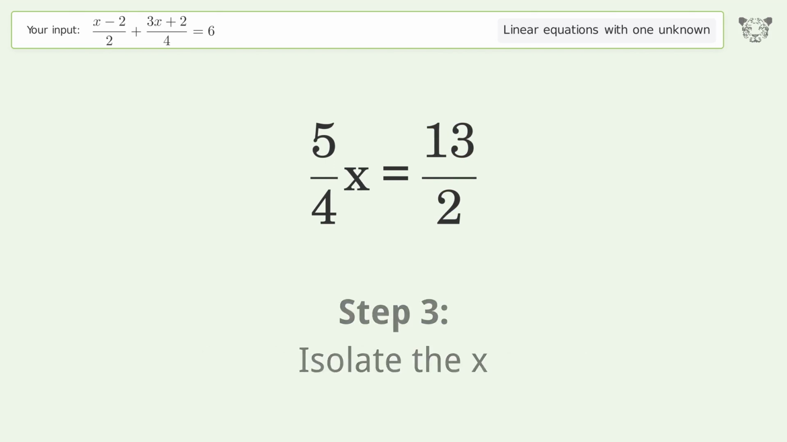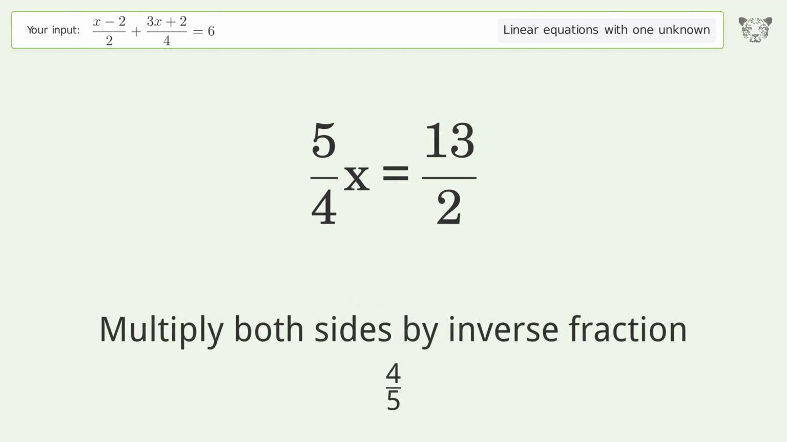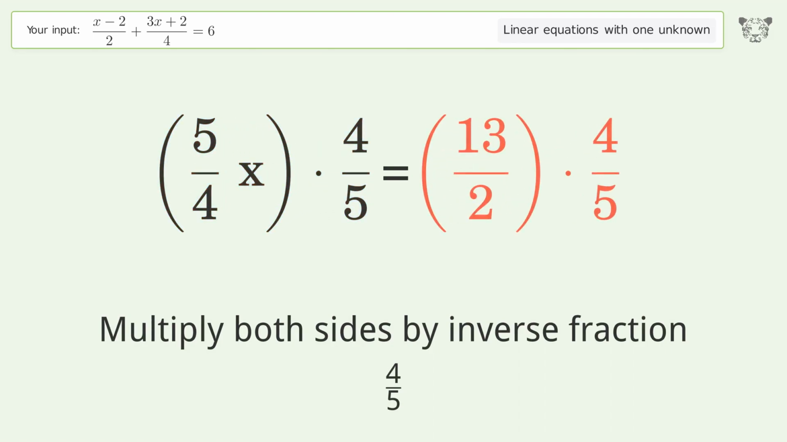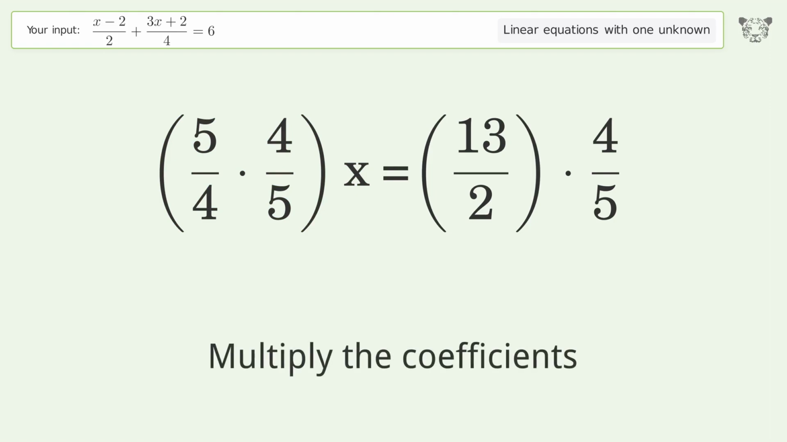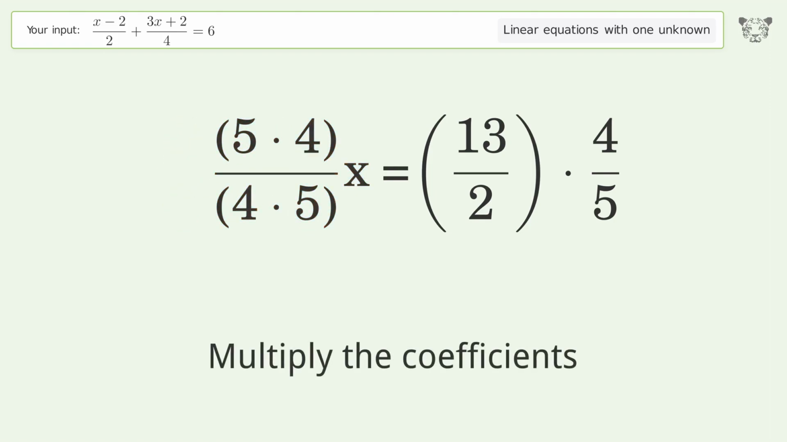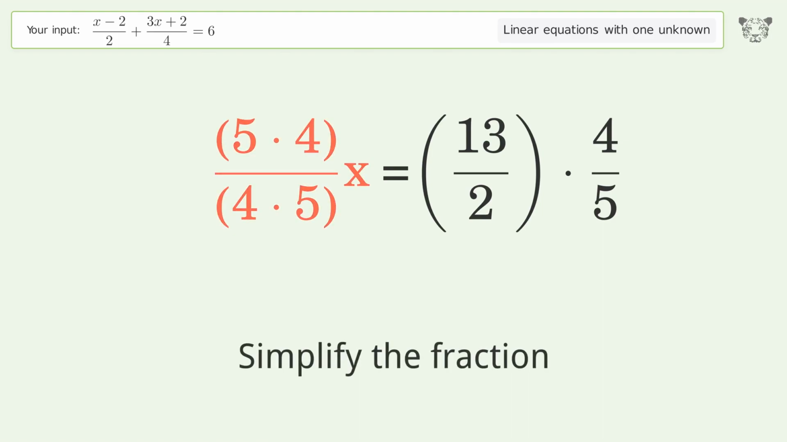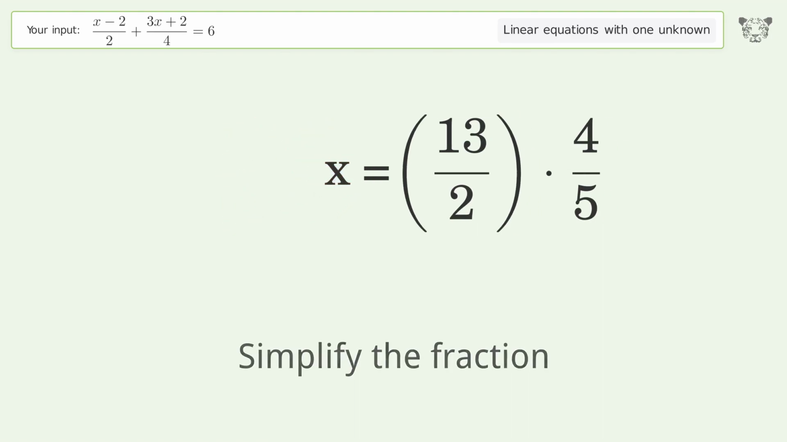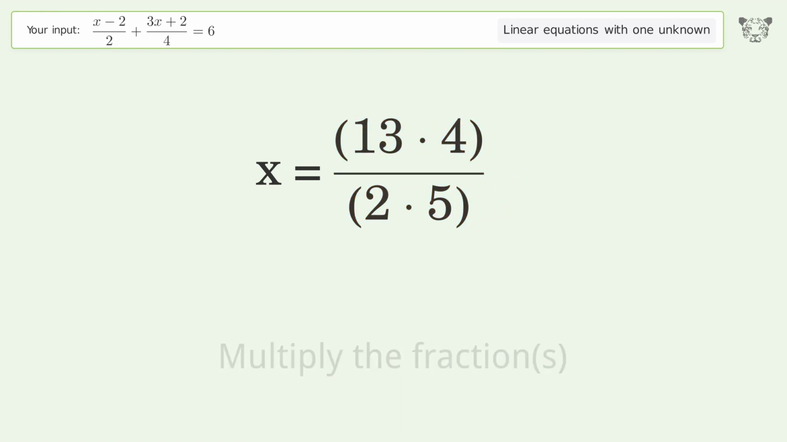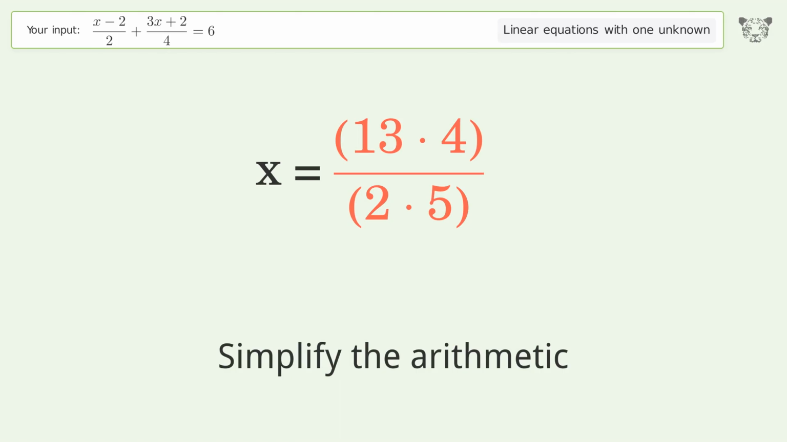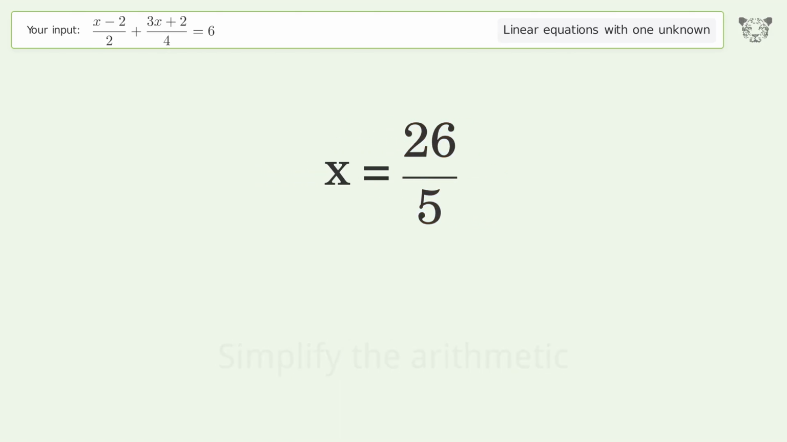Isolate the x. Multiply both sides by inverse fraction 4/5. Group like terms. Multiply the coefficients. Simplify the fraction. Multiply the fractions. Simplify the arithmetic. And so the final result is x equals 26/5.